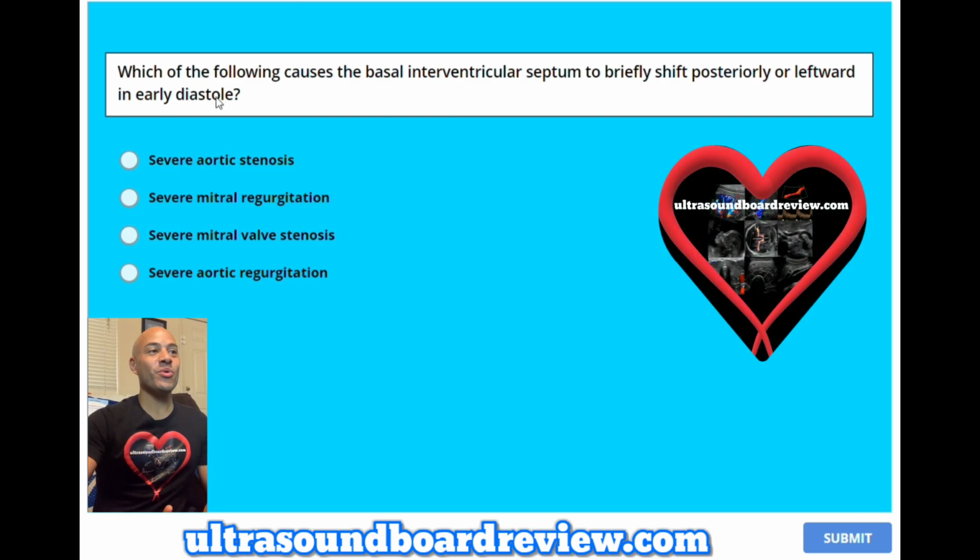Question 96. Which of the following causes the basal interventricular septum to briefly shift posteriorly or leftward in early diastole? A, severe aortic stenosis, B, severe mitral regurgitation, C, severe mitral valve stenosis, or D, severe aortic regurgitation?